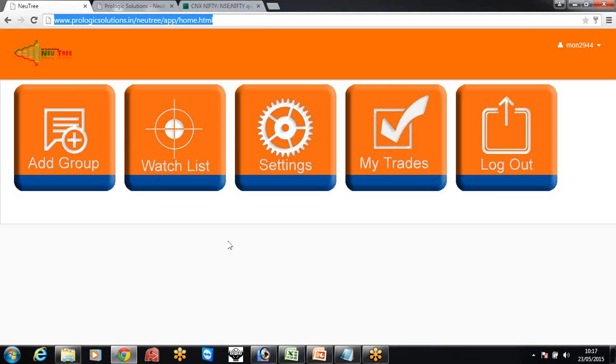Now we have something called add group, watch list, settings, my trades, logout. So these are the 5 buttons that we have. We have tried to make it, we already made it very simple.